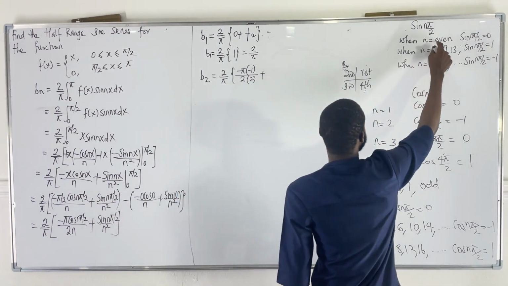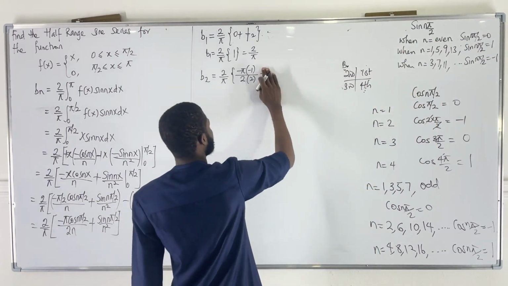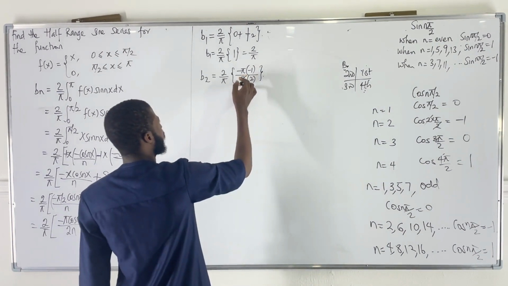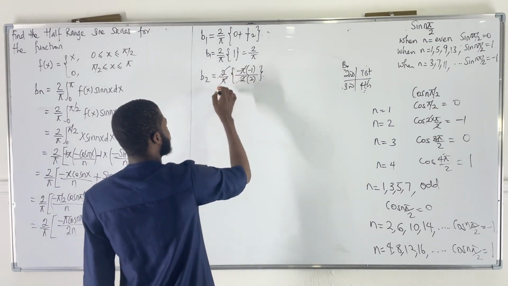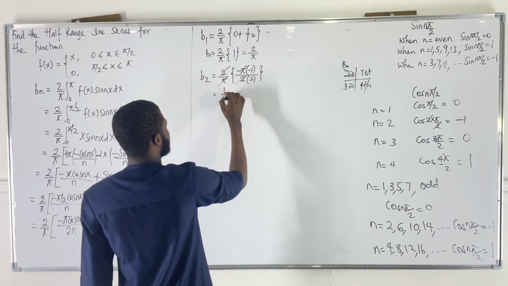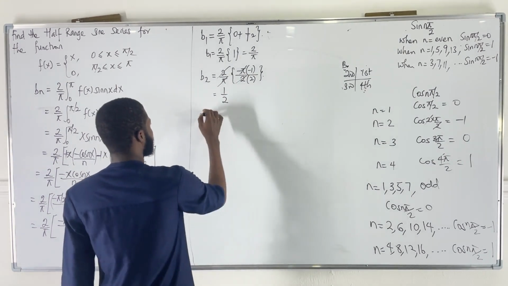Whenever this is even, you're going to be getting 0. So this part will be 0. No need for me to write it. Now these two can cancel these two. This pi can cancel this pi. So minus times minus is plus. So this is 1 over 2. So that's my b2.